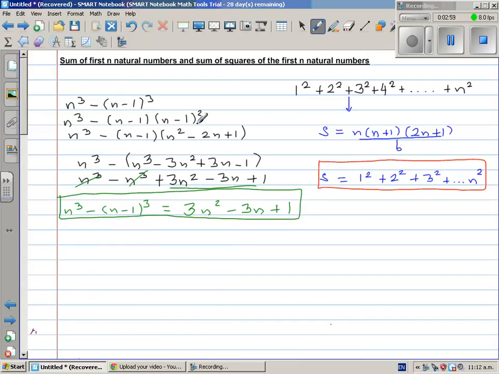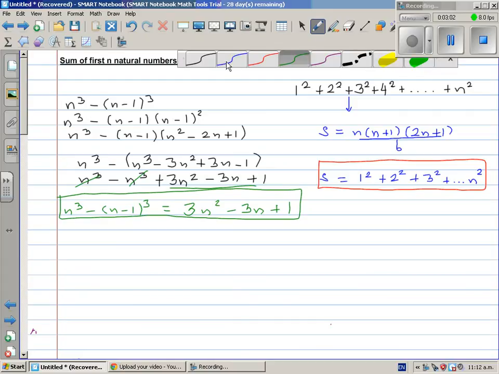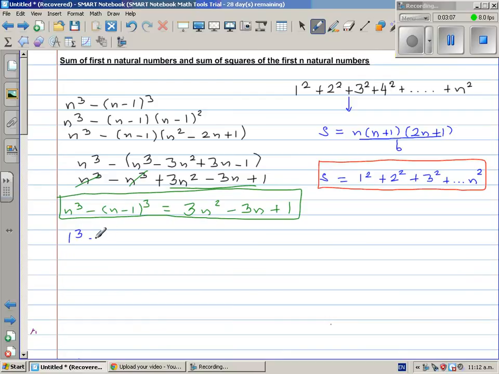Okay, now using this formula, let us start with n as 1. If n is 1, I can write 1 cubed minus 0 cubed. n minus 1 means 1 less than n. So if n is 1, n minus 1 would be 0. So 1 cubed minus 0 cubed, which you know is 1, would be 3 times 1 squared minus 3 times 1 plus 1. Does it make sense? So this is 3 minus 3 gets cancelled. This is 1.